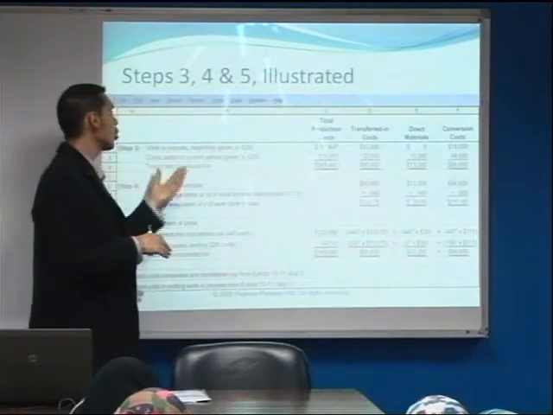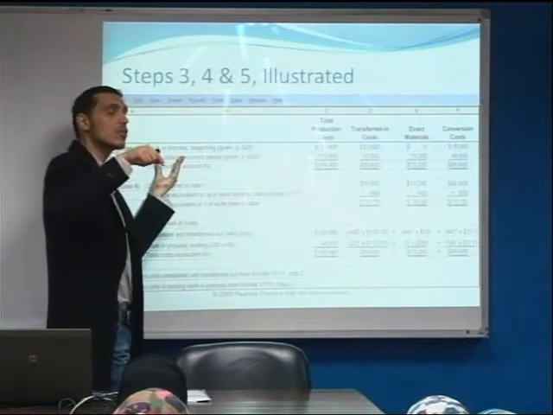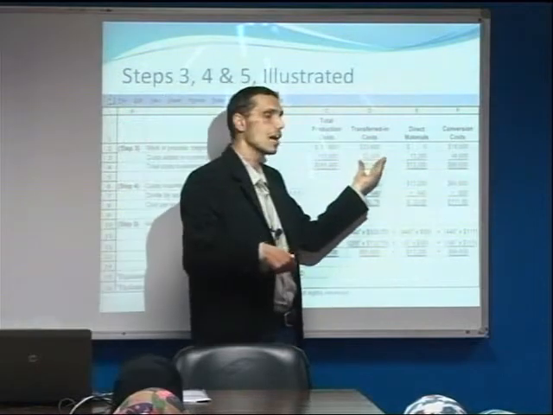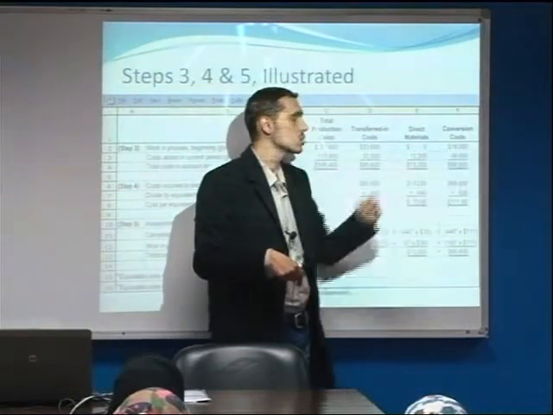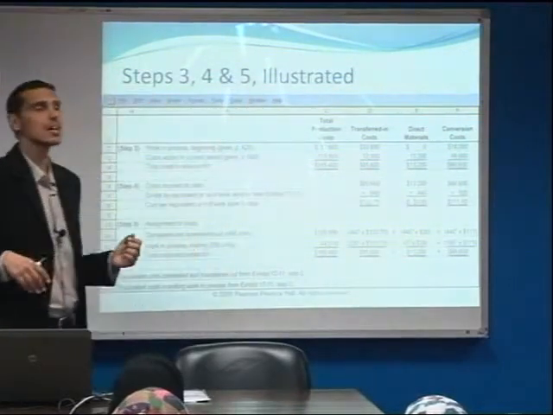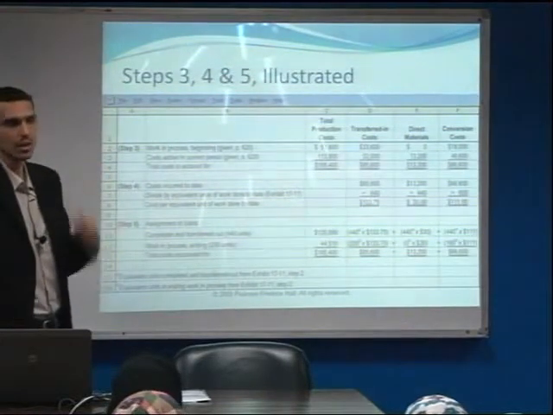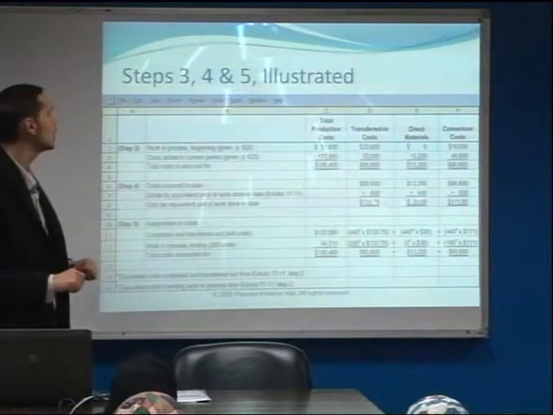Therefore, for the cost that has been added within this month, the cost of the 400 units that were transferred in was 52,000. The direct material is 13,200, and the conversion cost is 48,600. As we can see here, this is step number 3, the summarization of the costs from the beginning and from what has been incurred in this period.